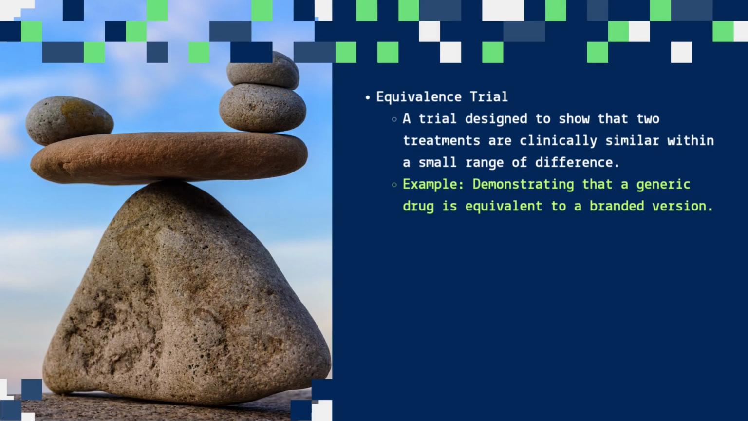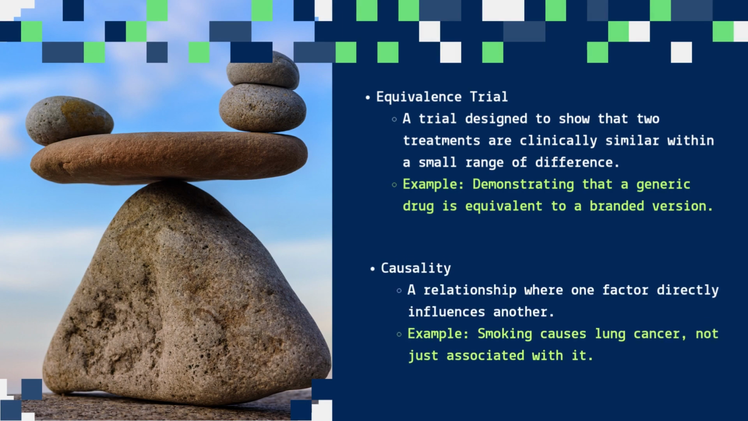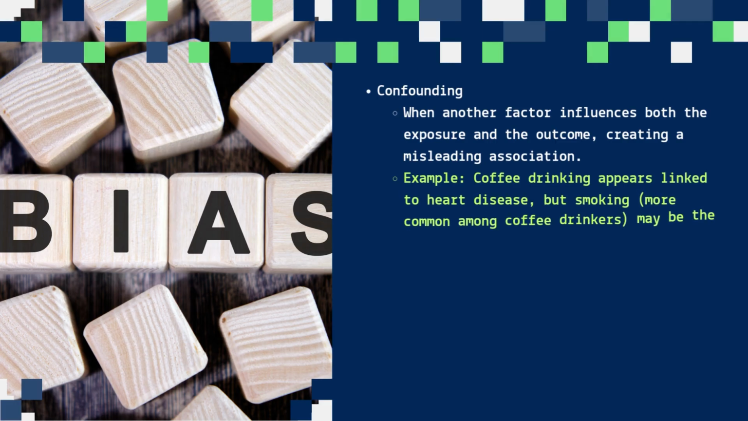All of these designs circle back to one central idea: establishing causality. In other words, proving that one thing truly causes another. But causality can easily be clouded by confounding, which happens when a third factor influences both the exposure and the outcome. A classic example is the link between coffee drinking and heart disease. At first, studies showed a strong association, but it turned out that many coffee drinkers were also smokers, and smoking was the real culprit.